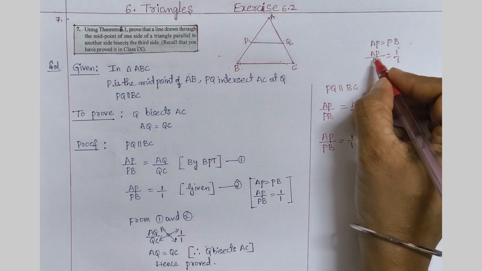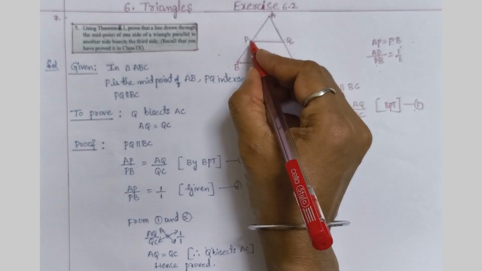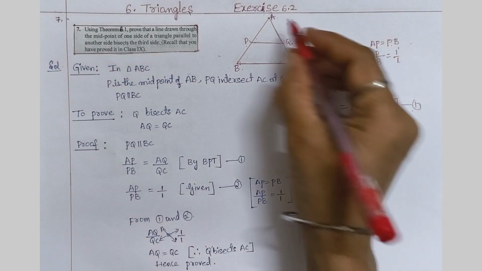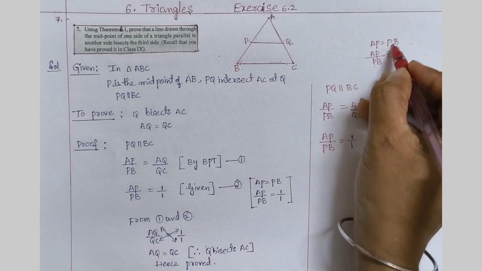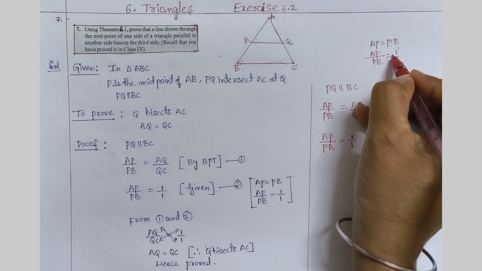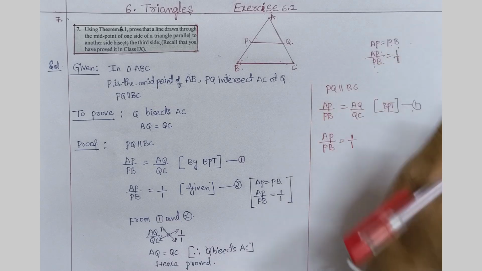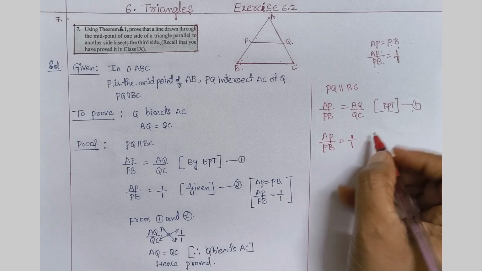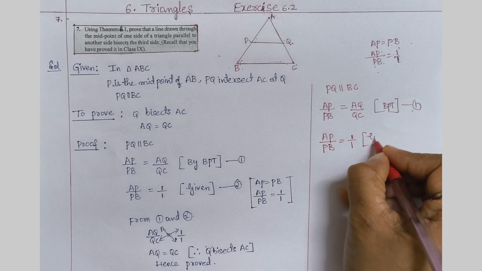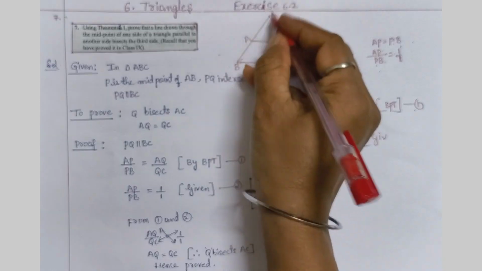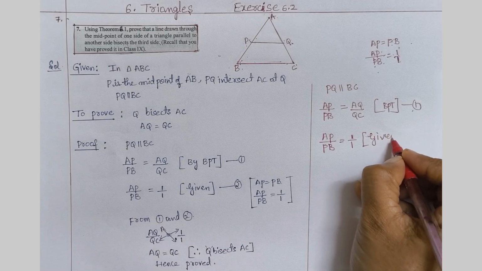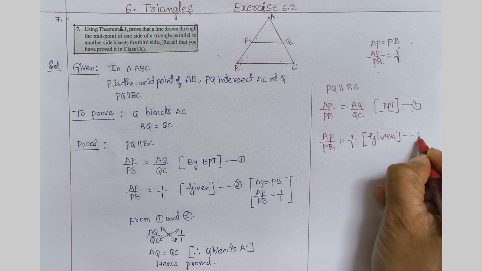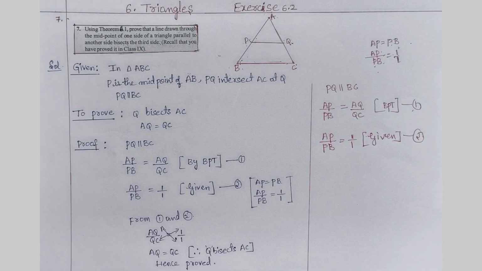See here, AP by PB, both are the same measurement. It is a midpoint. Midpoint means what? AP is equal to PB. So the ratio you are taking is AP by PB equal to 1:1. What is the reason? This is given in the question: this is the midpoint of AB. So now you take this as the second equation.